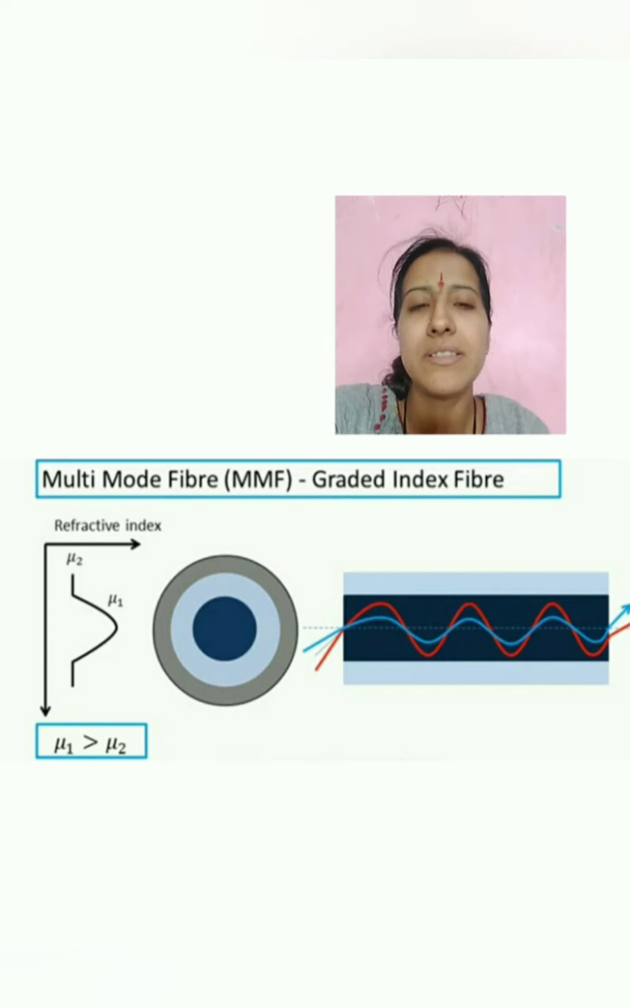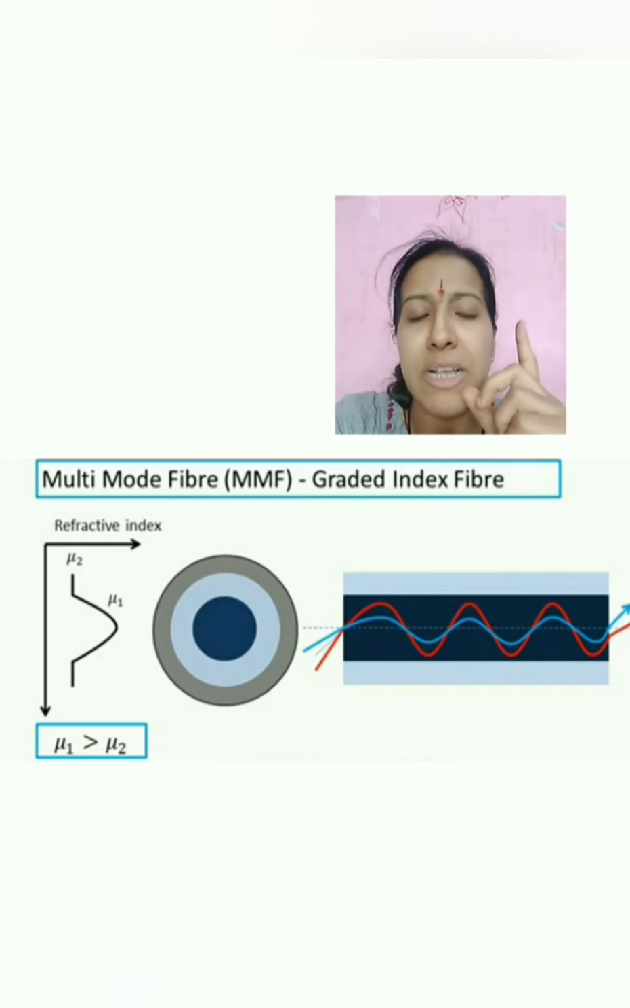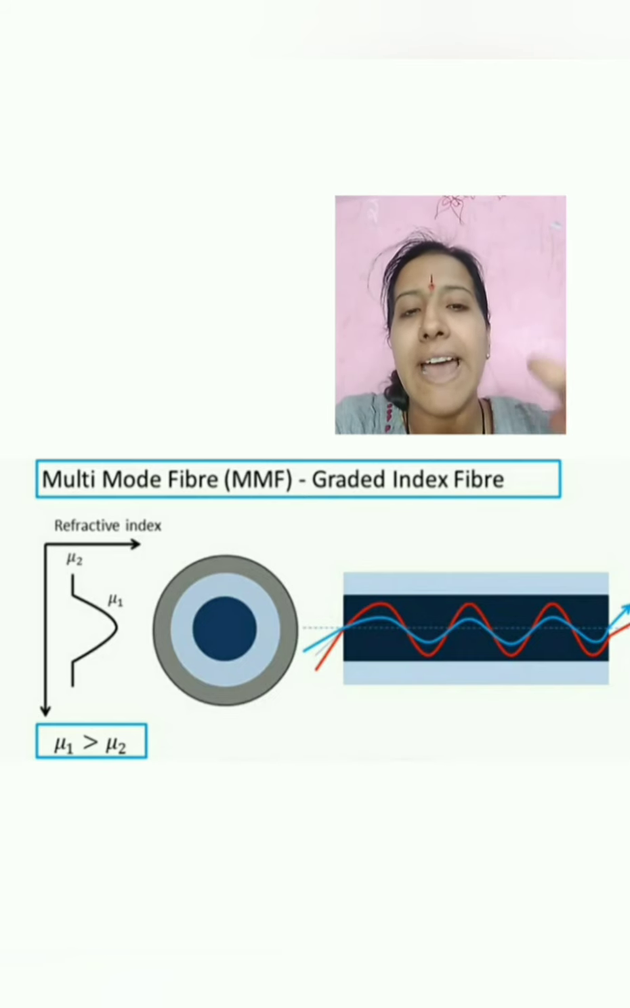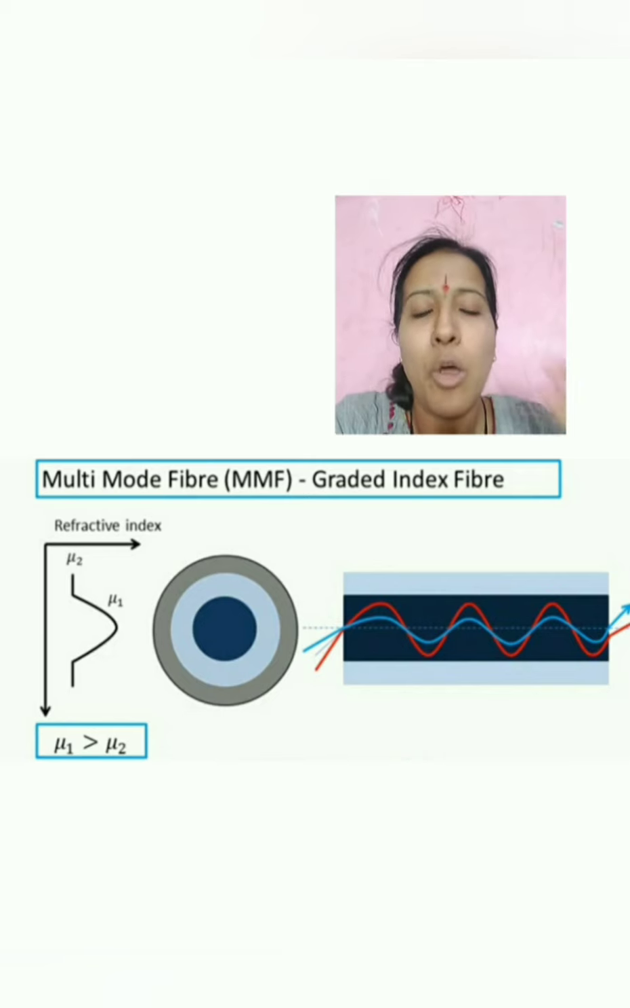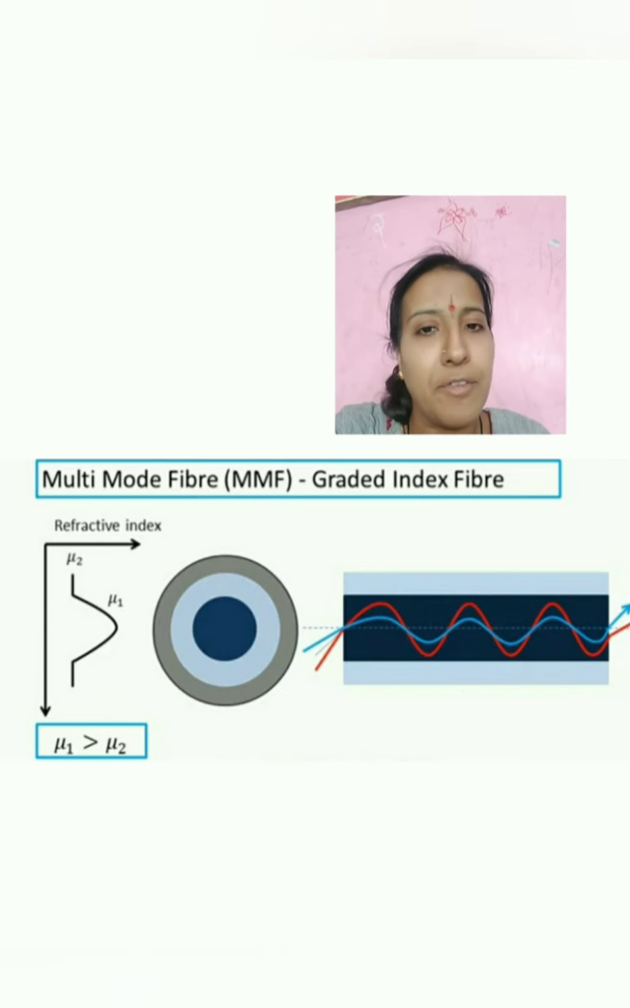See here, in this slide, we have three diagrams. The central part is the cross section of the MMF, graded index optical fiber, and at the right side we have the optical fiber. In this optical fiber, we are observing two sinusoidal waves passing. But in the case of multimode step index optical fiber, we discussed that two waves were reflected and passing while making a TIR condition. But here, inside, they are moving in a sinusoidal wave.